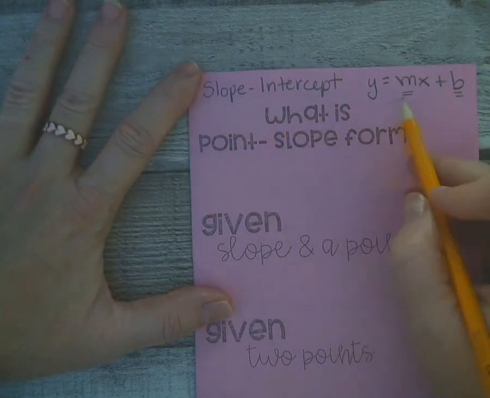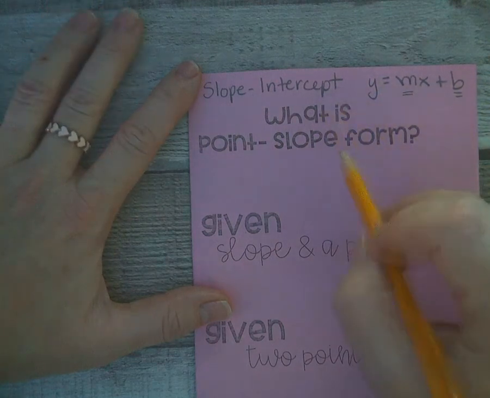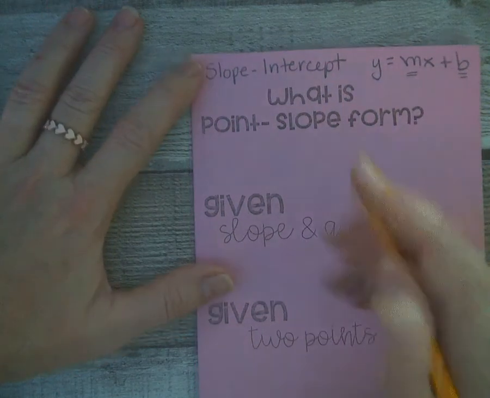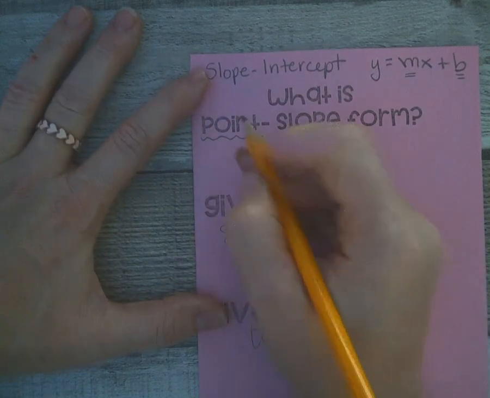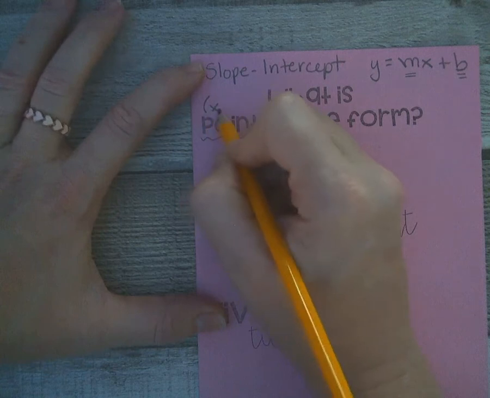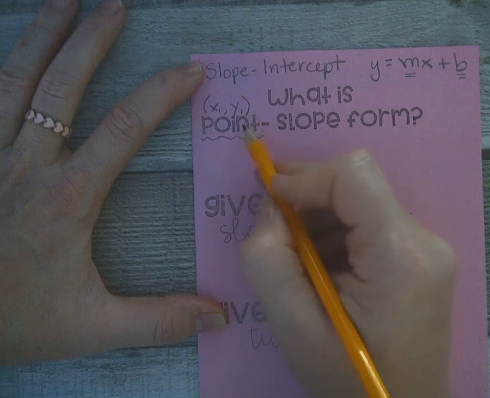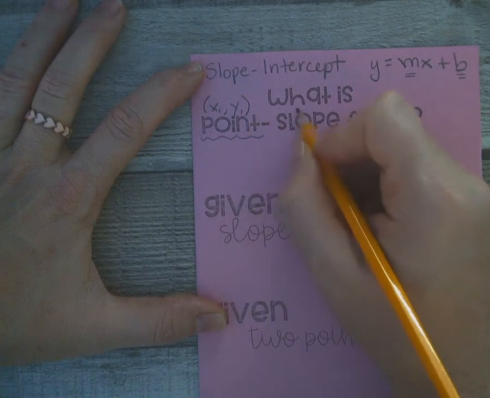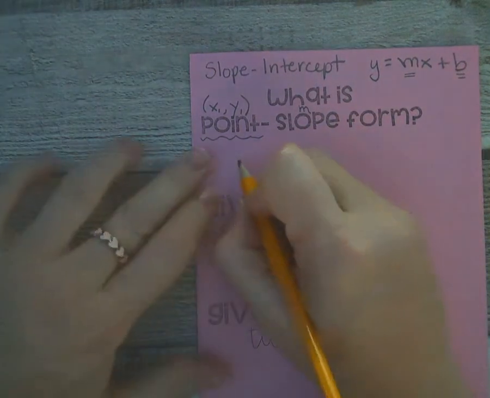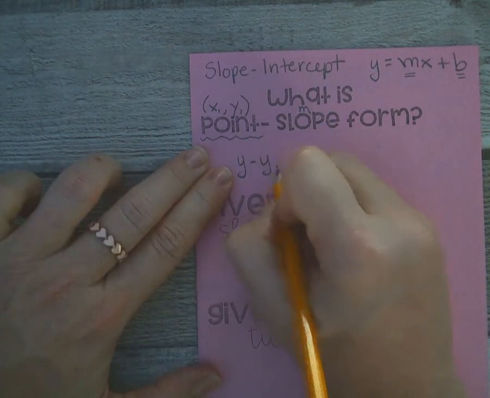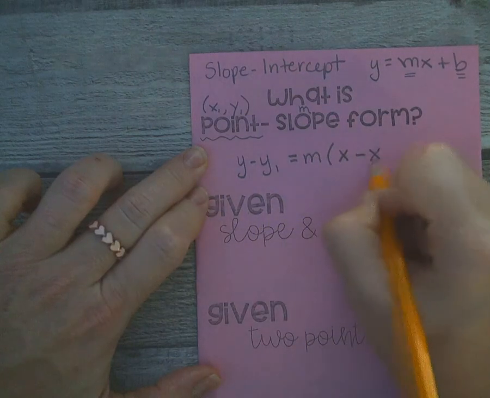So we want to look at the information that a word problem gives us to determine what kind of an equation we're going to be able to build. So today we're going to do what is point slope form. If you think about it, it makes sense that it must be giving us a point, and we're going to call that ordered pair (x1, y1). It's giving us a point that the line goes through, and it's giving us its slope, which we know is abbreviated by m. And here's what it looks like: y minus y1 equals the slope times the quantity of x minus x1.